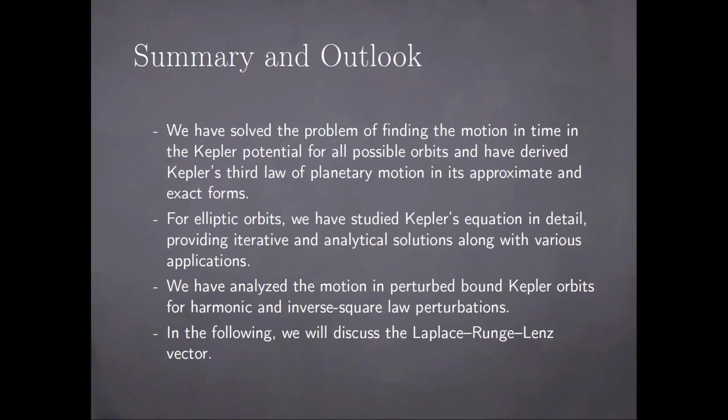In summary, we have solved the problem of finding the motion in time in the Kepler potential for all possible orbits, and have derived Kepler's third law of planetary motion in its approximate and exact forms. For elliptic orbits, we have studied Kepler's equation in detail, providing iterative and analytical solutions along with various applications. We have analyzed the motion in perturbed bound Kepler orbits for harmonic and inverse square law perturbations. In the following, we will discuss the Laplace-Runge lens vector.